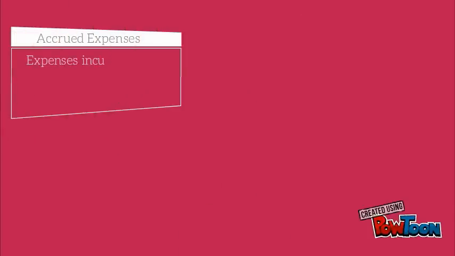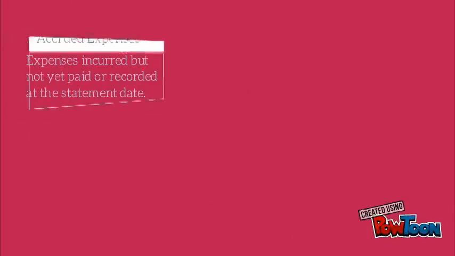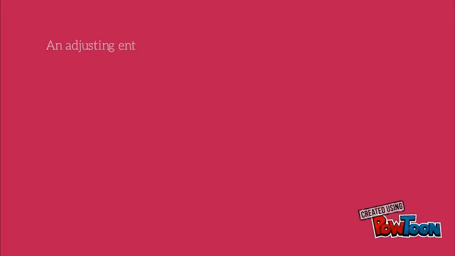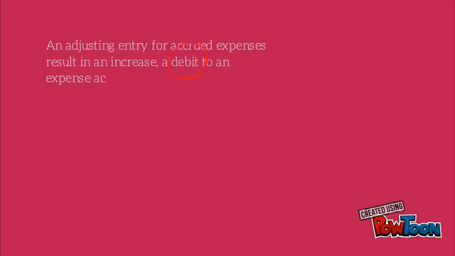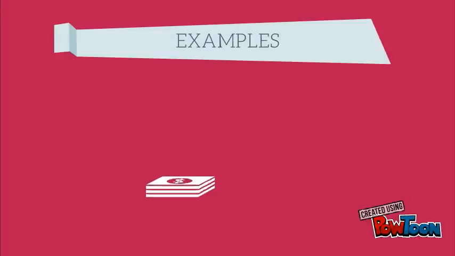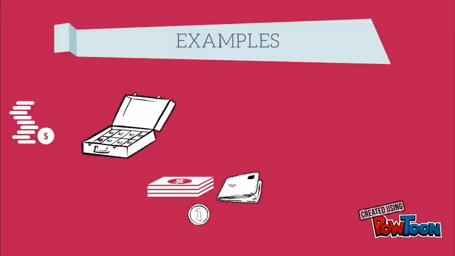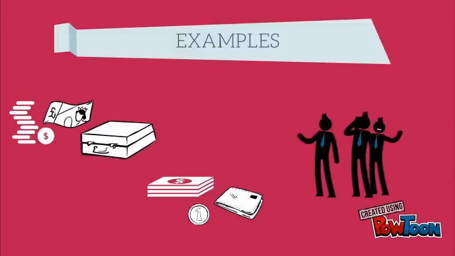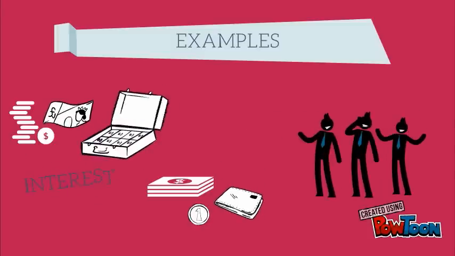Accrued expense is expense incurred but not yet paid or recorded at the statement date. An adjusting entry for accrued expenses result in an increase, a debit to an expense account and an increase, a credit to a liability account. Some examples of accrued expense are interest, taxes, and salaries.